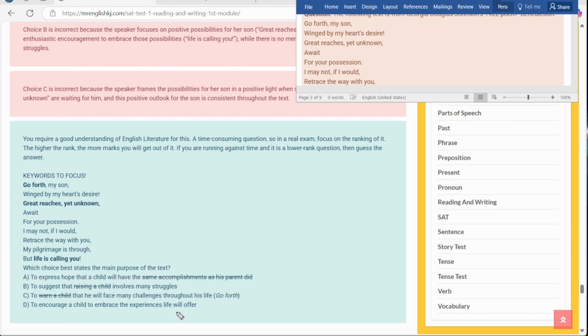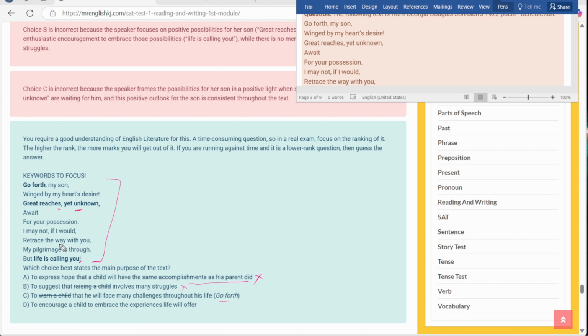Okay. So, the first option is telling us to express hope that a child will have the same accomplishment as his father did. Well, it is not telling that anywhere. Nowhere can you find it. Great reaches yet unknown, because it is saying you reach a level yet unknown. It is unknown. It is clear you won't have the same accomplishment as the father did. Okay. To suggest that raising a child involves many struggles. We are not talking about raising a child here either. It's not written anywhere.